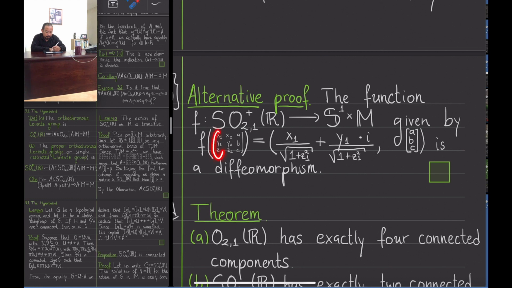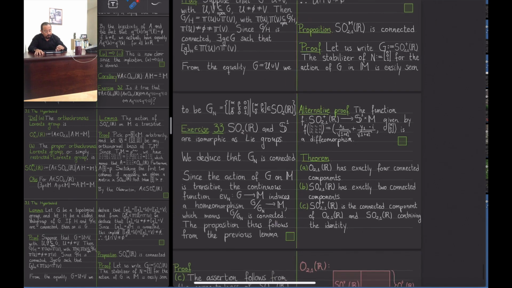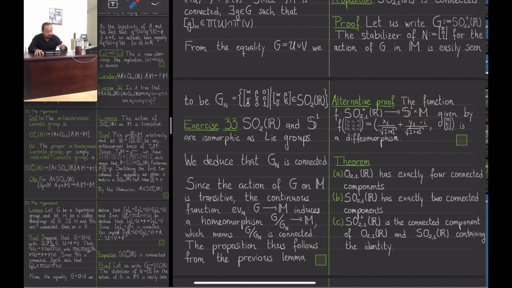So it's enough to see which point in the unit circle of the tangent space of M at ABC determines it. That's the point. And you can see these are infinitely differentiable functions. And then you check that it's bijective. Okay, and this one is connected. So this one is connected.